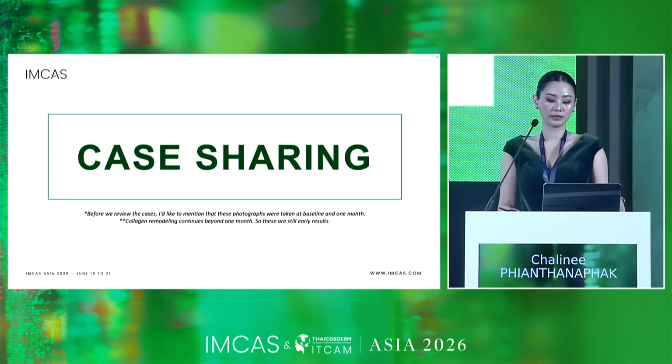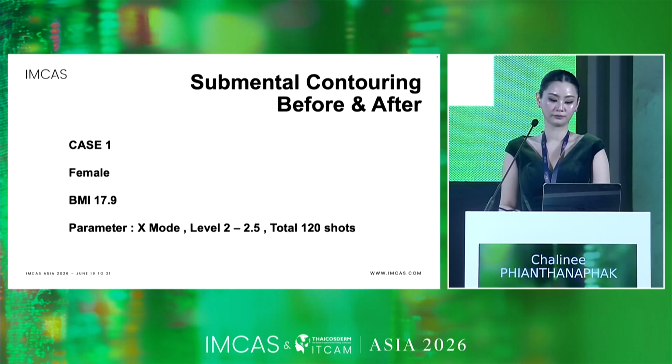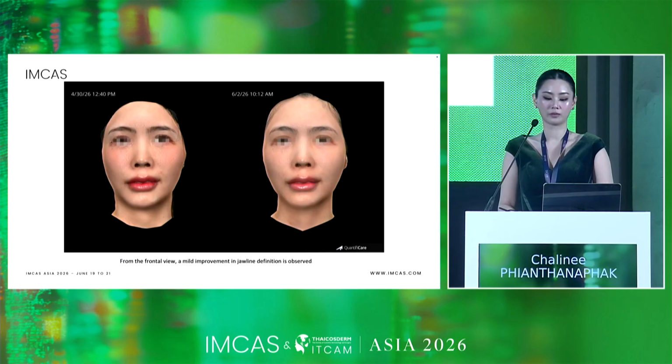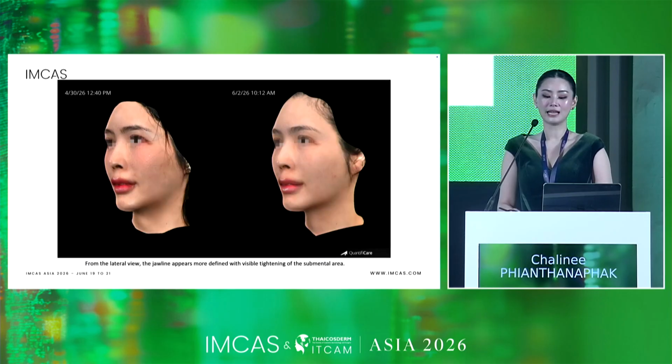Before we review the cases, I would like to mention that these photographs were taken at baseline and 1 month, but collagen remodeling continues beyond 1 month, so this is still an early result. Let's start with case 1. This is a female patient with a slim profile, treated with 120 shots in X mode. From the frontal view, you can see a mild improvement in jawline definition. And in the lateral view, the jawline appears more defined, with visible tightening of the submental area.